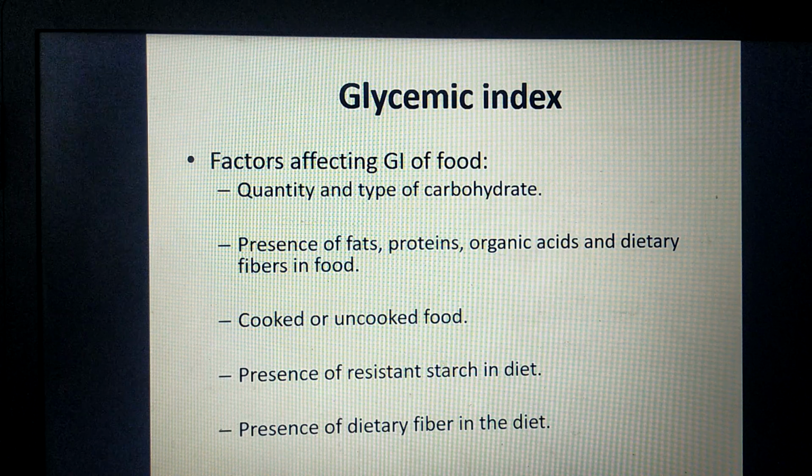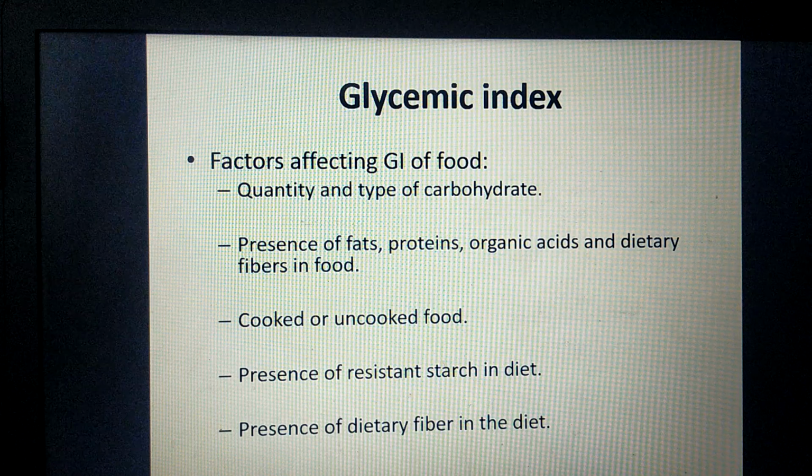Second factor is presence of fats, proteins, organic acids and dietary fibers in the food. All these factors decrease the glycemic index simply by decreasing the digestion and absorption process. Cooked and uncooked food: as I told you during resistant starch, cooked food is easily digested compared to uncooked food. Therefore, cooked food has a high glycemic index compared to uncooked or raw food.